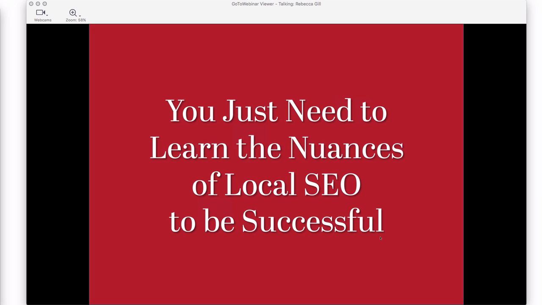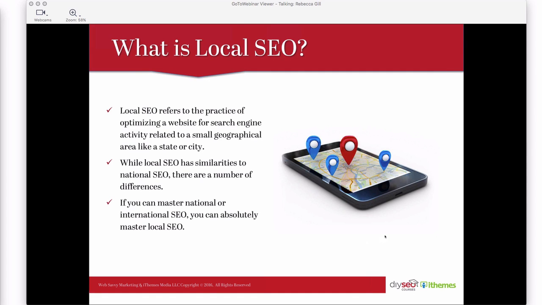If you can do SEO at a national level, you can absolutely do SEO at a local level. It's a lot easier, and the reason it's a lot easier is because your competition is much less. So the effort you have to go through is a lot less than what you'd have to do if you're going to compete at an international or a national level.